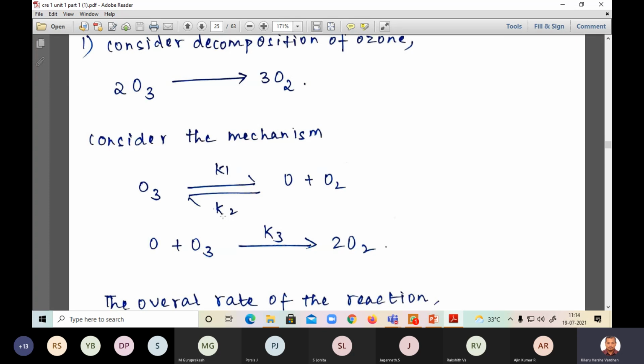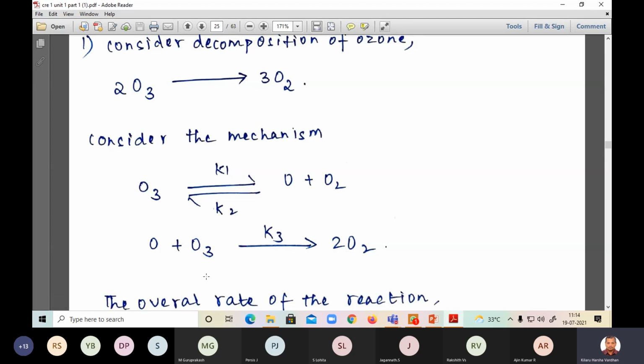If the final form you get and what is given in the question differ, then you have to say that your assumed mechanism is wrong and go for one more set of mechanism, just like the previous problem. So what I assumed is here O3 is giving you O plus O2. O is nothing but an intermediate. You can put a star. That girl didn't put a star. So that intermediate again is reacting with O3 to give you 2O2.